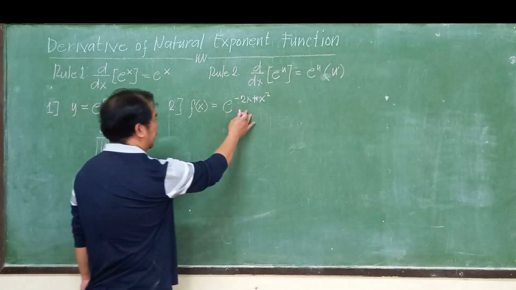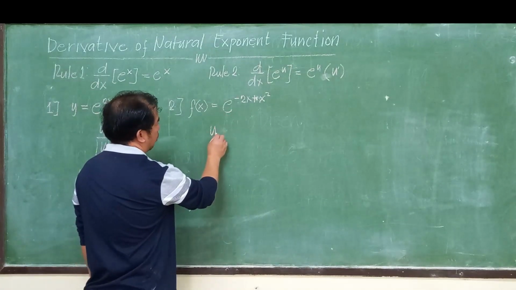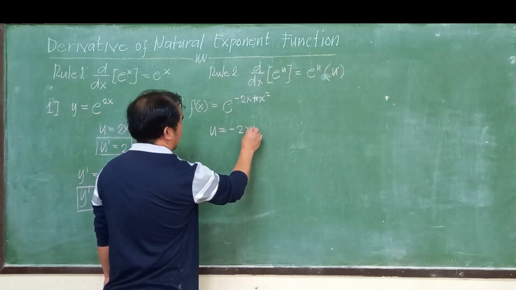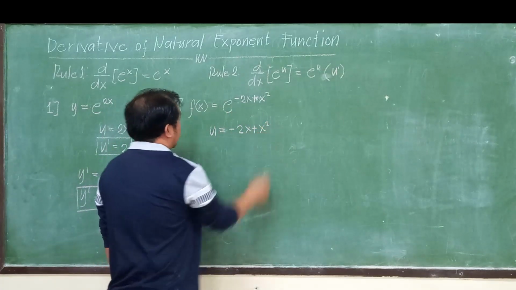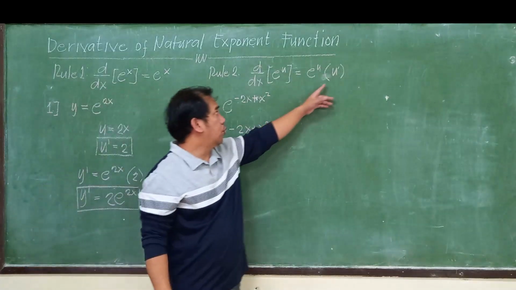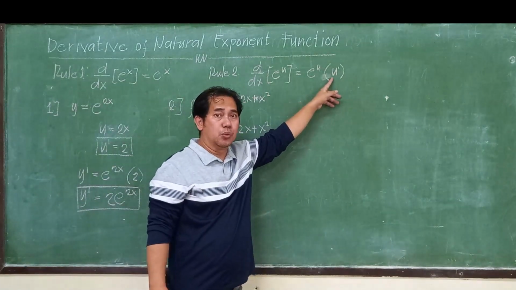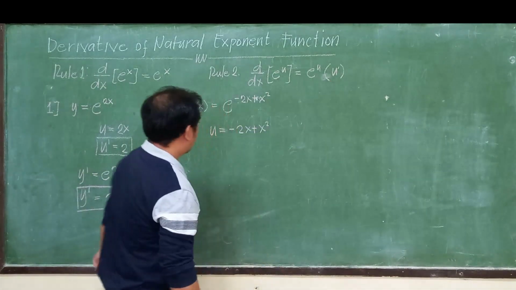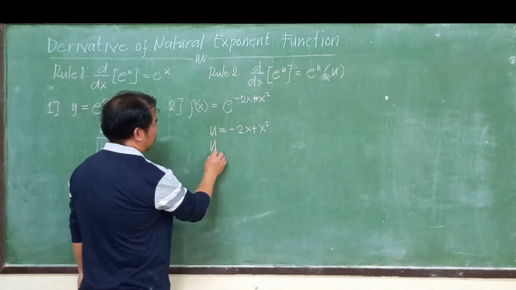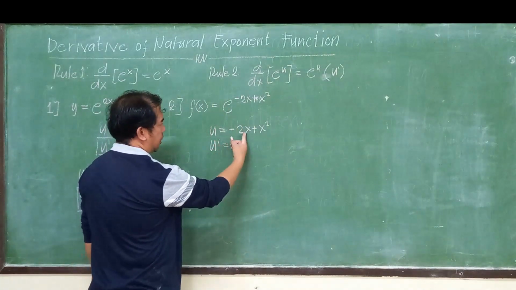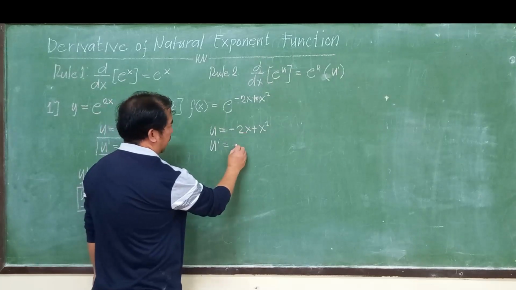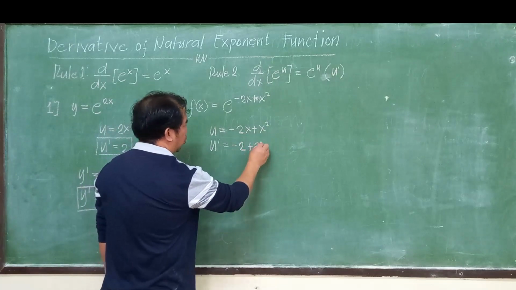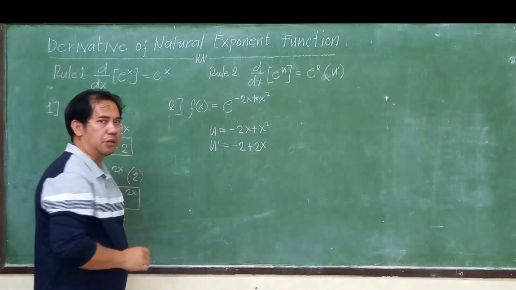Our u in here is actually negative 2x plus x raised to 2. It says in the rule that we need to get the derivative of u. Why? It is because it is considered to be our factor or multiplier. So what is the derivative of u? We say u prime. U prime now is the same as, what is the derivative? Negative 2. How about this one? Plus 2x. So that is the derivative.